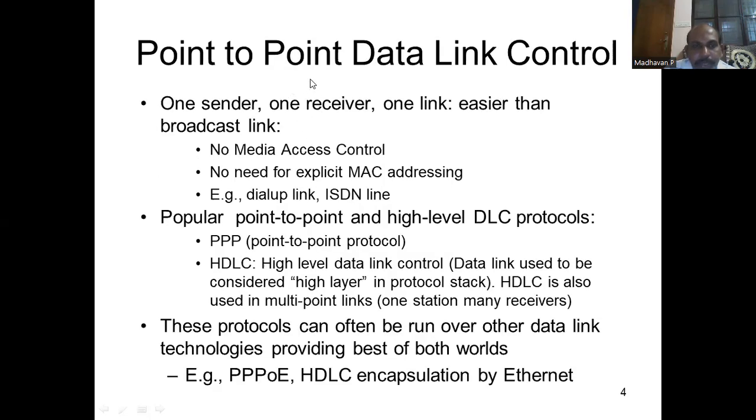As it is point-to-point, this protocol has only one sender and one receiver, with a dedicated link which connects these two points. Some of the advantages compared with existing protocols are that there is no media access control and no need for MAC addressing. It is one of the popular point-to-point protocols which provides high-speed data transfer. It also supports running on existing data link technologies.